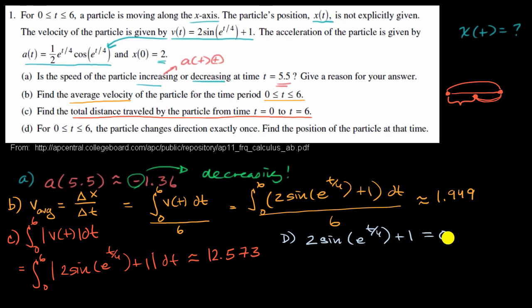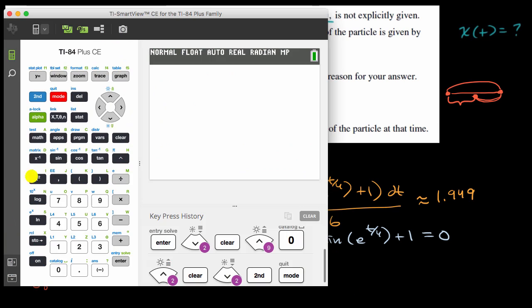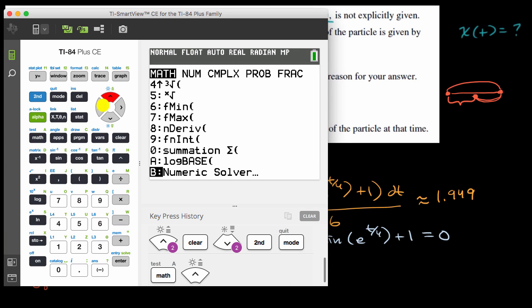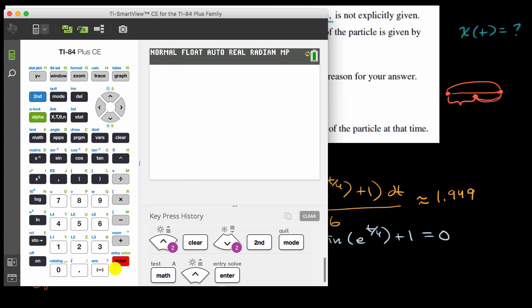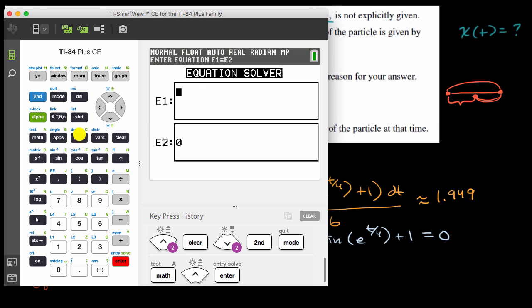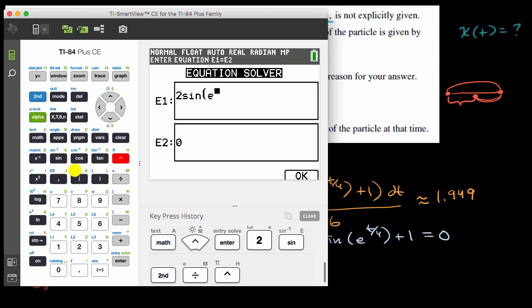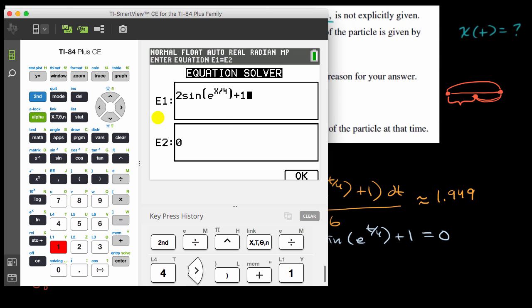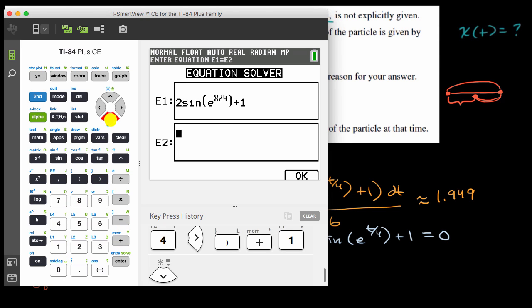And there's multiple ways you can solve this, but because we're allowed to use a calculator, we might as well do that. So we hit math, and then we hit B right over there. I'll just hit enter, equation solver. So I could just say, look, the left side of my equation is 2 sine of e to the, I'll just use x as what I'm solving for because it's easier to type in the calculator, and close that parentheses, plus 1. The right-hand side is equal to 0.